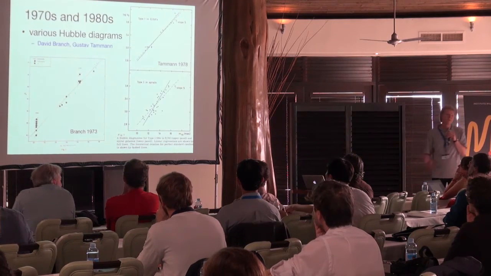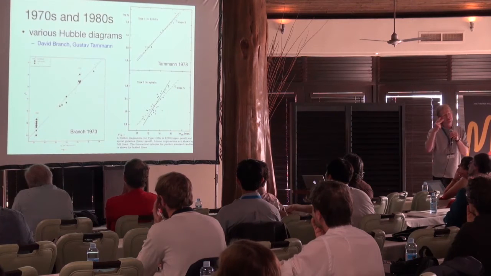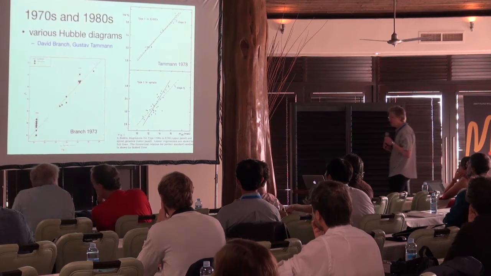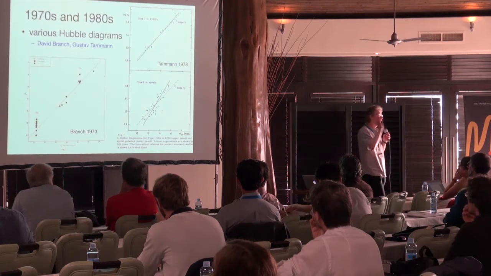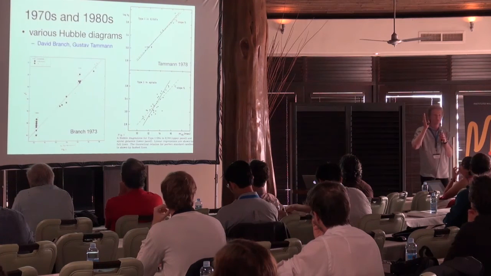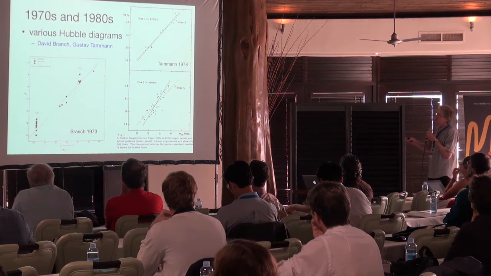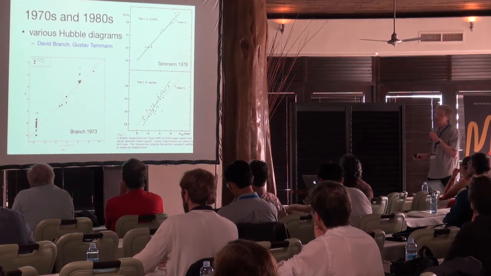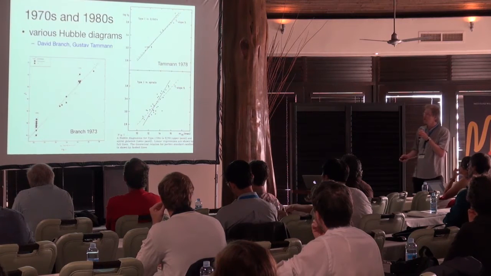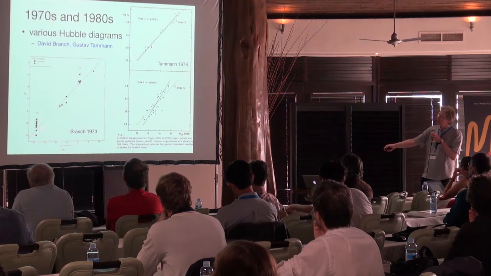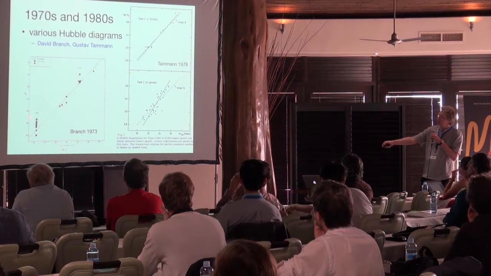So this is now through the 70s and the 80s. There were essentially, I think there's 2 people we need to mention here who really pushed this very hard. One was Gustav Tammann, who claimed that type 1 supernovae are standard candles, and Dave Branch is the other one who really worked extremely hard to see whether we can use these supernovae. So here's Dave's 1973 Hubble diagram.